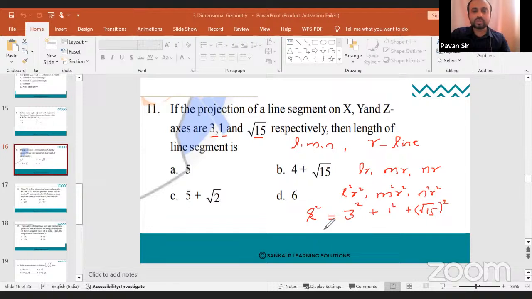So r square is equal to 9 plus 1, and the square root and square got cancelled for 15. So 10 plus 15 is 25. r square is 25, so r is root of 25, which is 5. Option A is the correct answer. Aishwarya has given the correct answer already. Yes, A, 5, correct. Many students from the Zoom channel are also giving the correct answers.